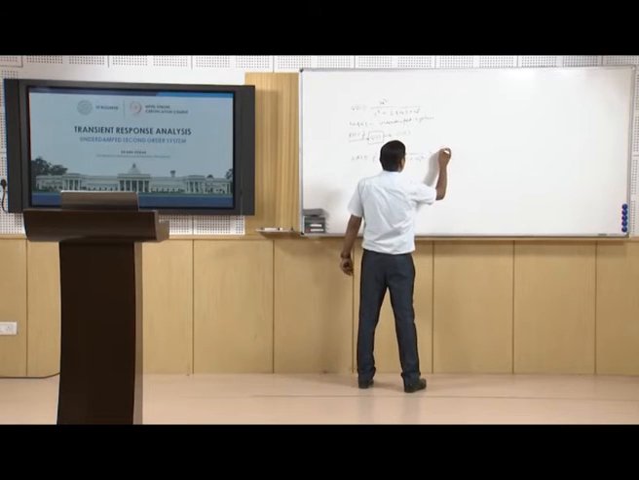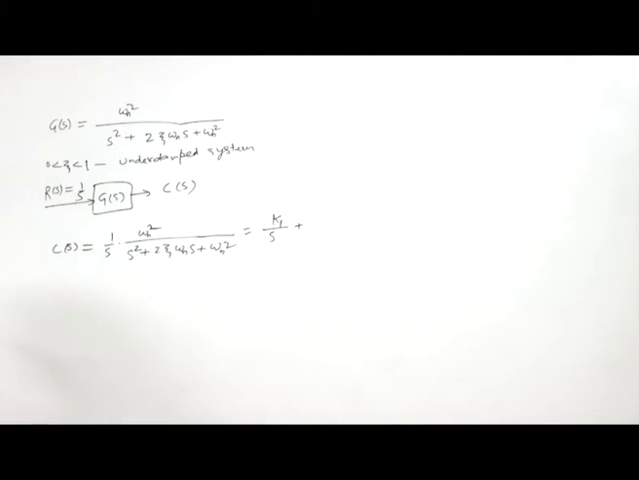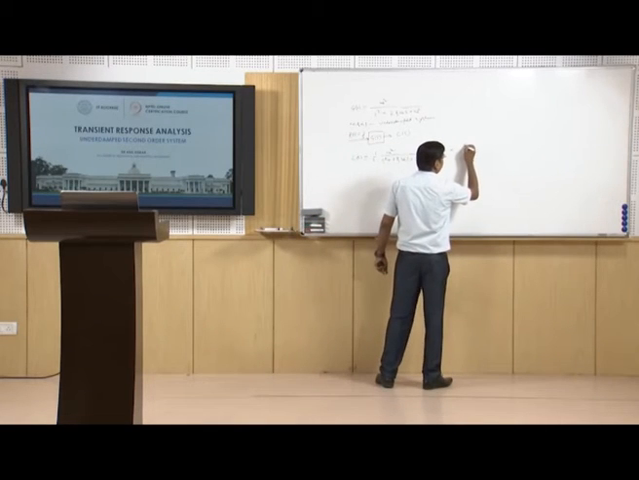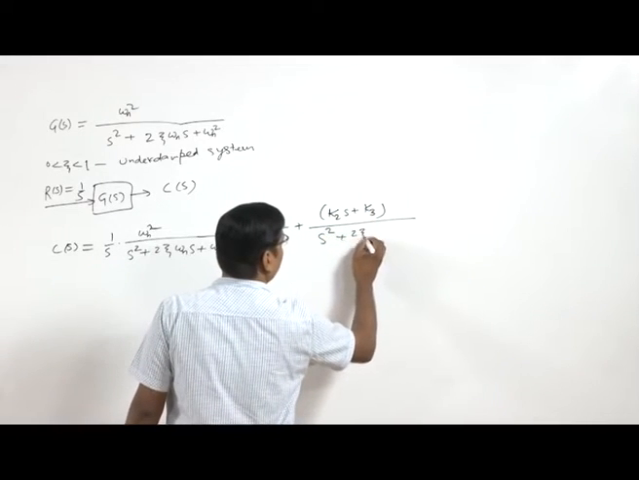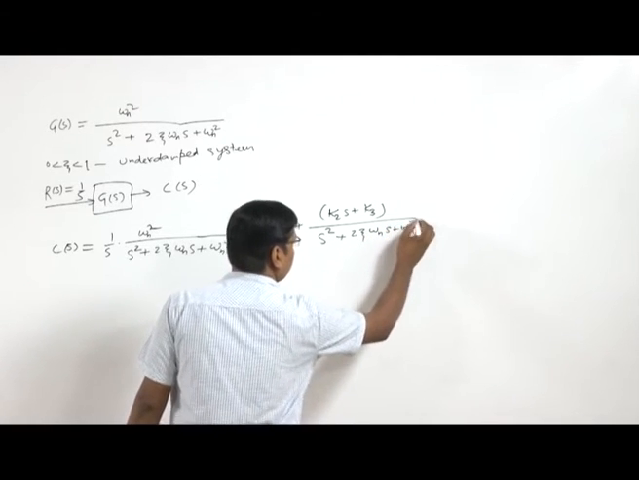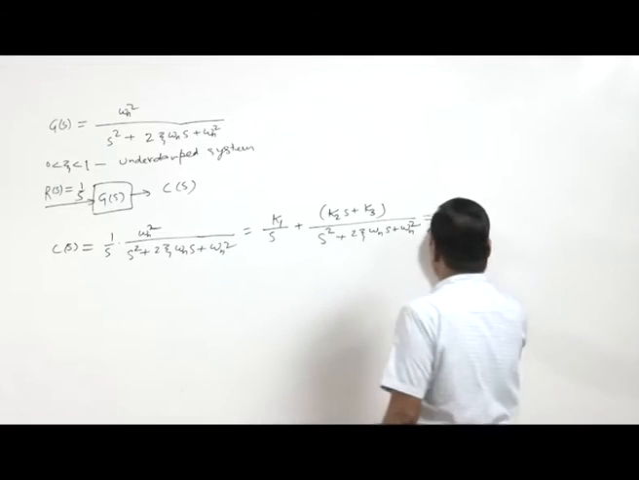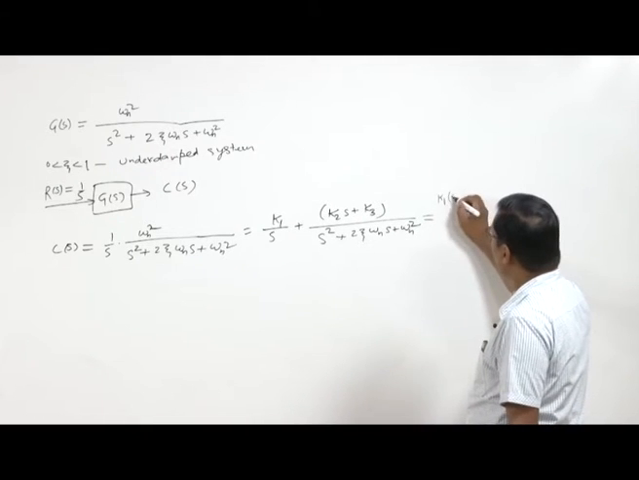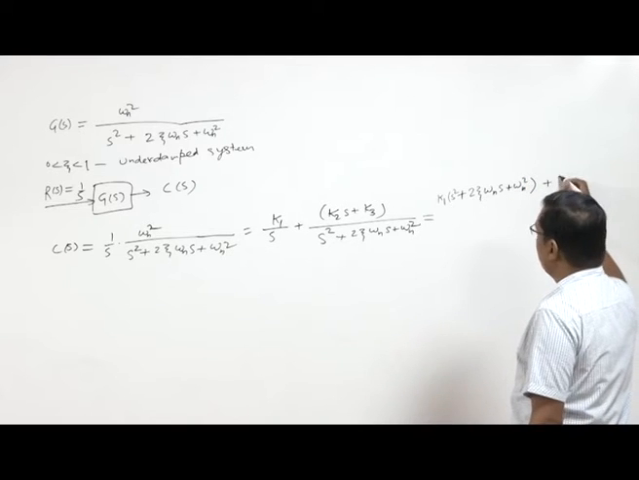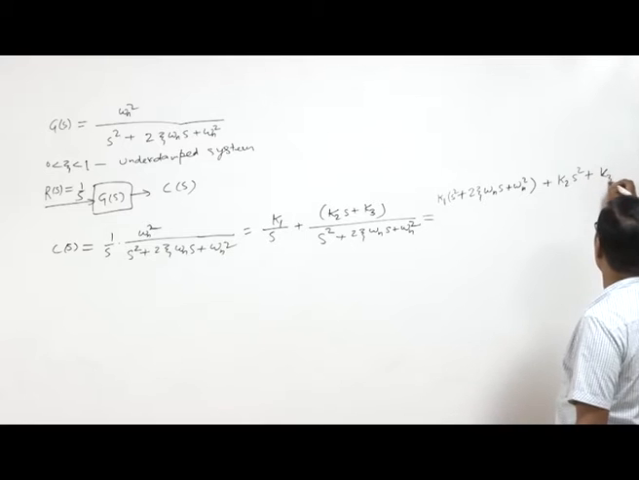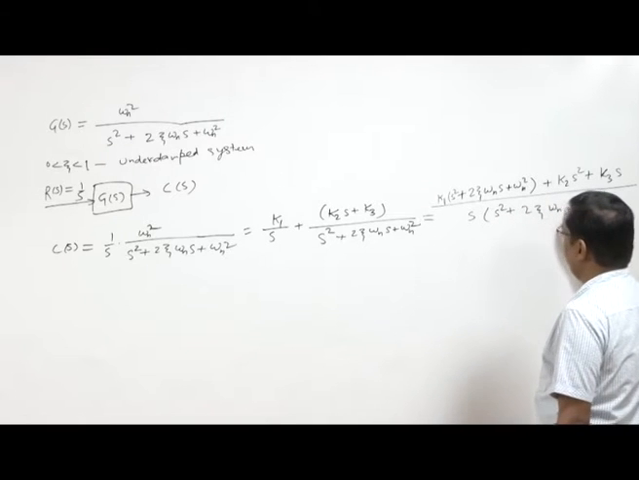Now we can write this as k1 upon s plus, since we have a second order denominator, we have to take k2 s plus k3 upon s square plus 2 zeta omega n s plus omega n square. Now we can solve it. So here k1 times s square plus 2 zeta omega n s plus omega n square, plus k2 s square plus k3 s, upon s square plus 2 zeta omega n s plus omega n square.